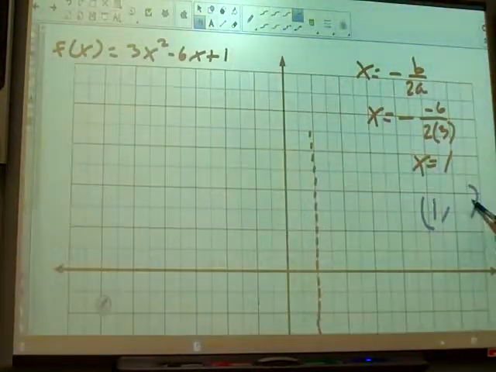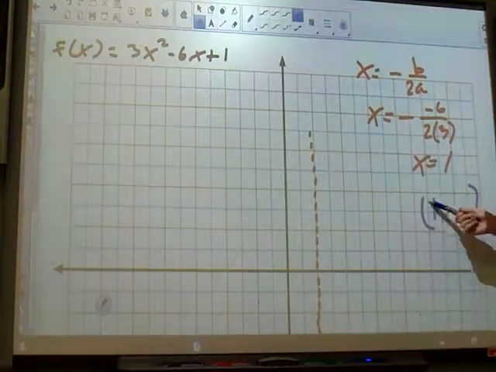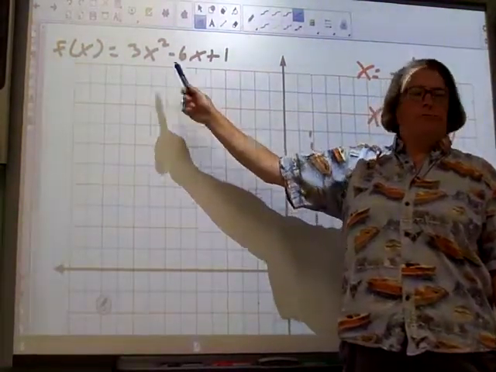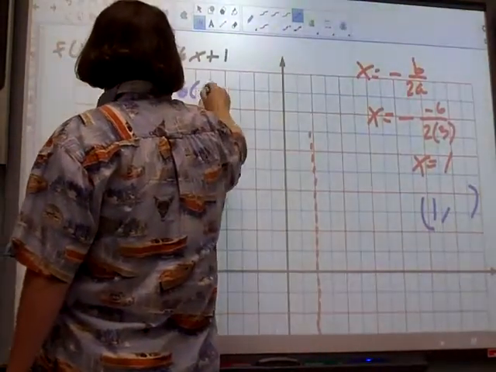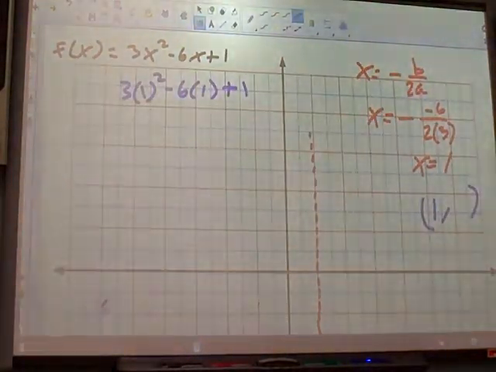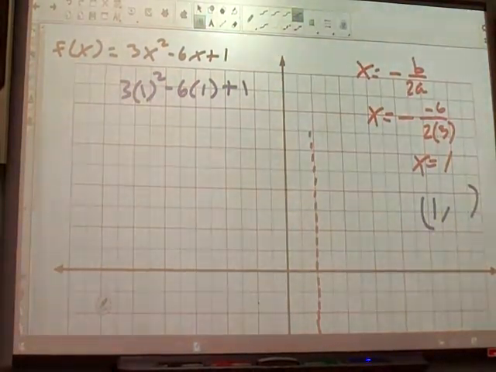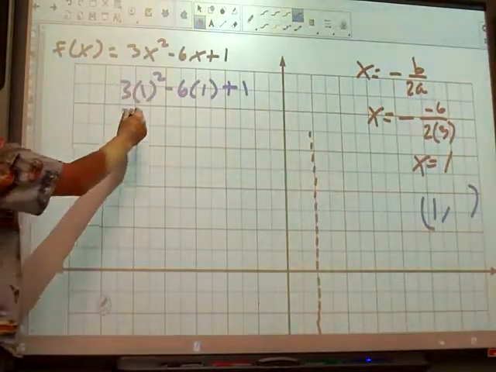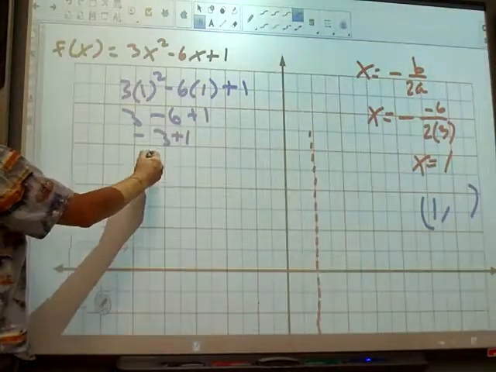Good. So to find that y, I now have to do a little bit more math than I did on the other kind of problem, because I have to plug that 1 in for both of those x's to solve for my y. So that's going to be 3 times 1 squared minus 6 times 1, plus 1. You might say, oh, that's a lot of math. Well, it's ones. It's not rocket science. So 1 squared is 1 times 3 is 3. 6 times 1 is 6. It's negative 3 plus 1 is negative 2.